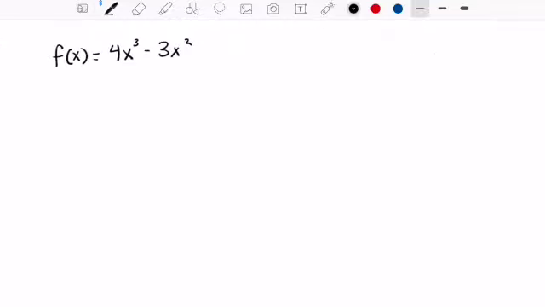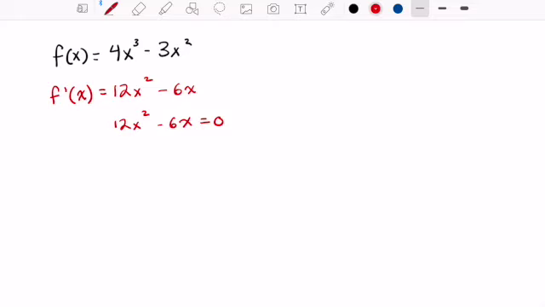So here we have f of x equals 4x cubed minus 3x squared. Since this is just a simple polynomial function, we know that it's going to be differentiable and continuous everywhere. So first thing I want to do is find my critical points. We're going to find our critical points by taking the derivative of f, and we get 12x squared minus 6x. Then we're going to take that derivative, set it equal to 0, and solve for x. That's how we get our critical points.